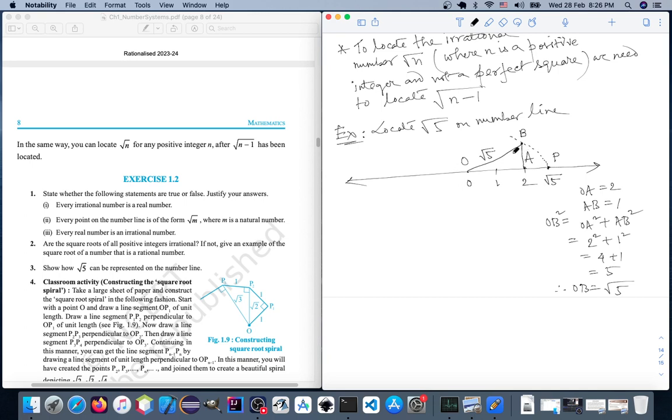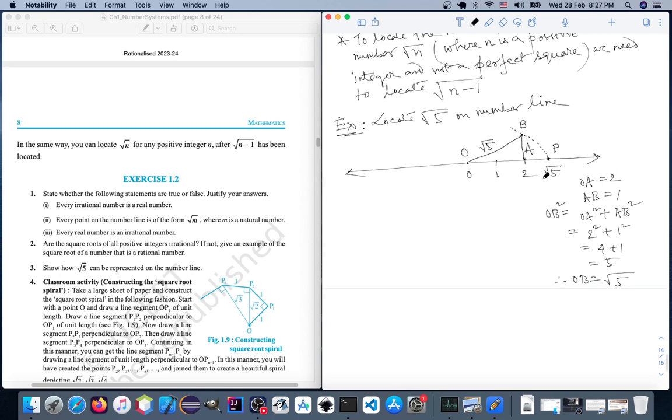We join OB, and then with O as center and OB as radius, we draw an arc which intersects the number line at point P. From Pythagoras theorem, OB will be root over 5. So OP will also be equal to OB. So OP will be root over 5. So we have located root over 5 on the number line.